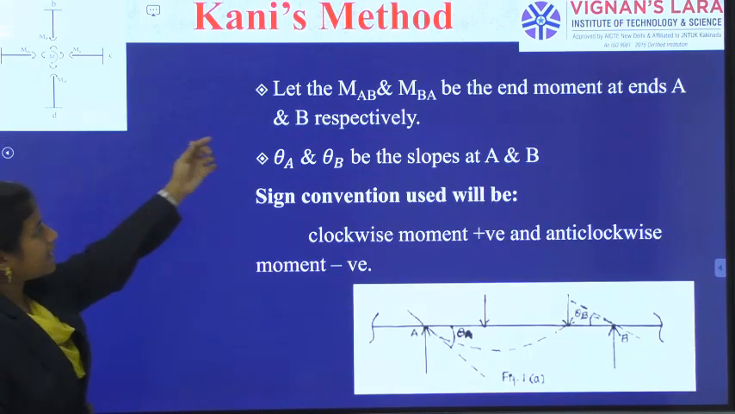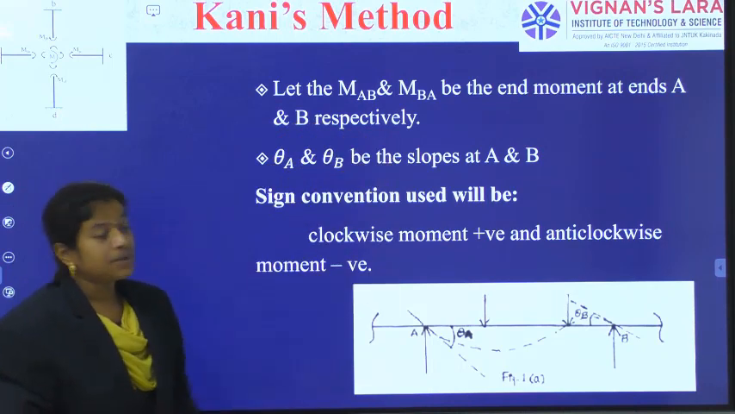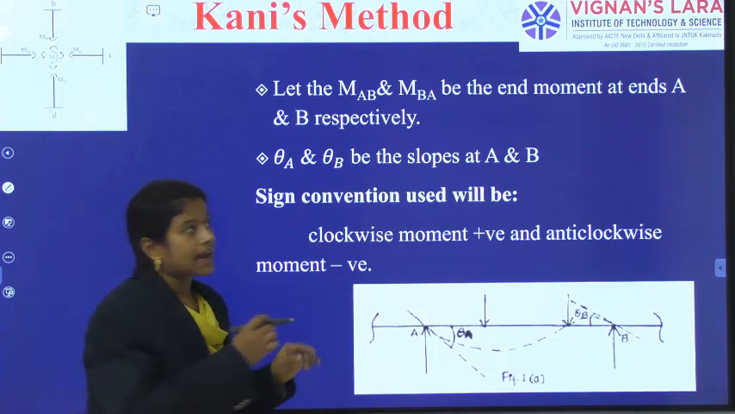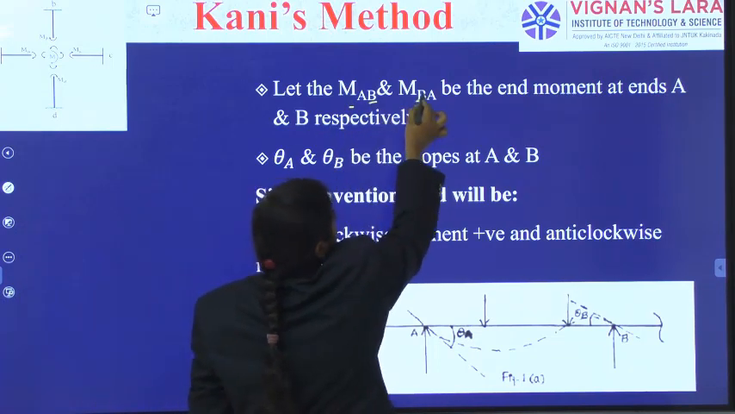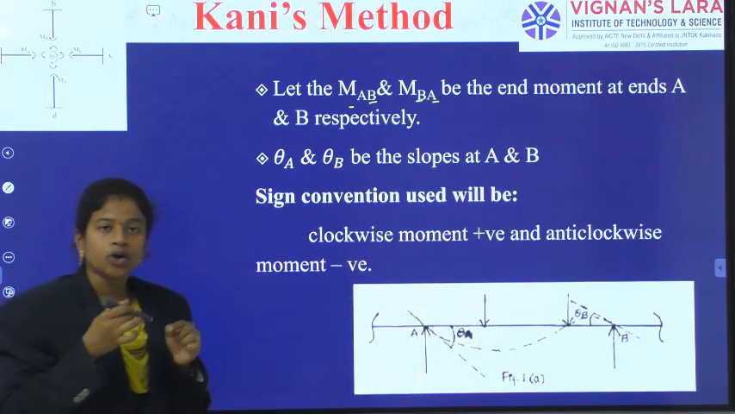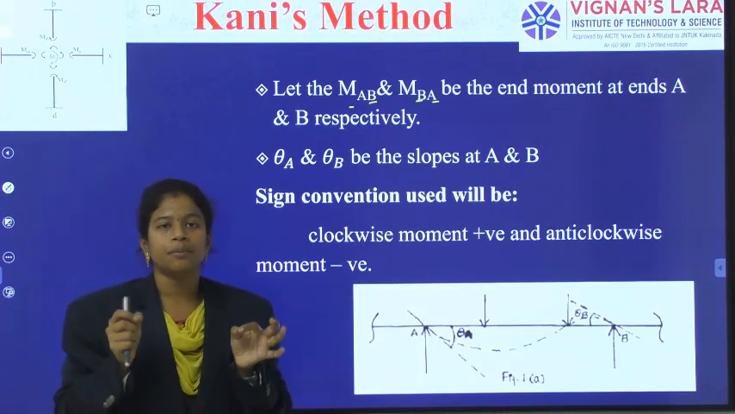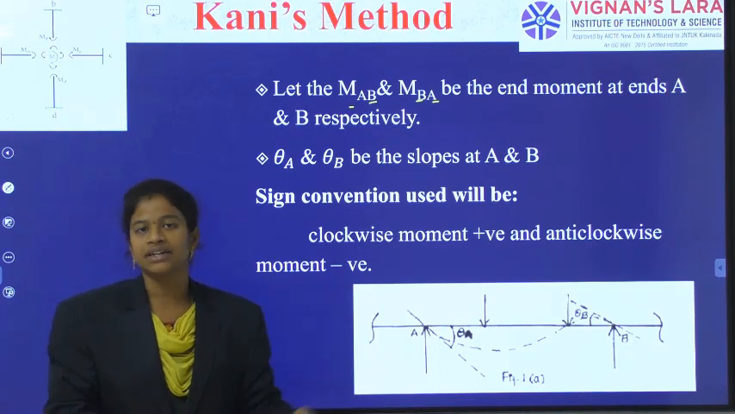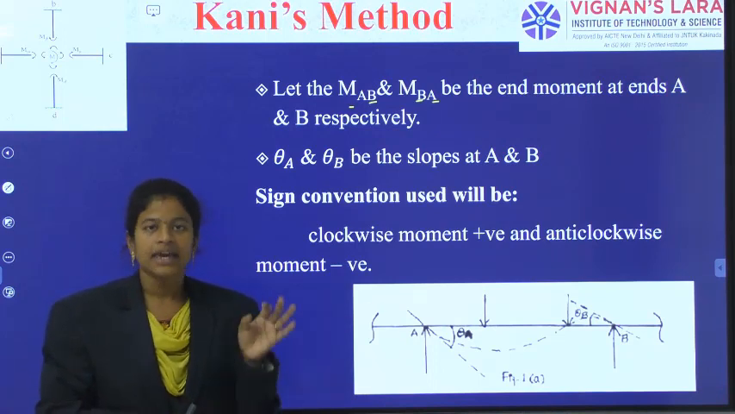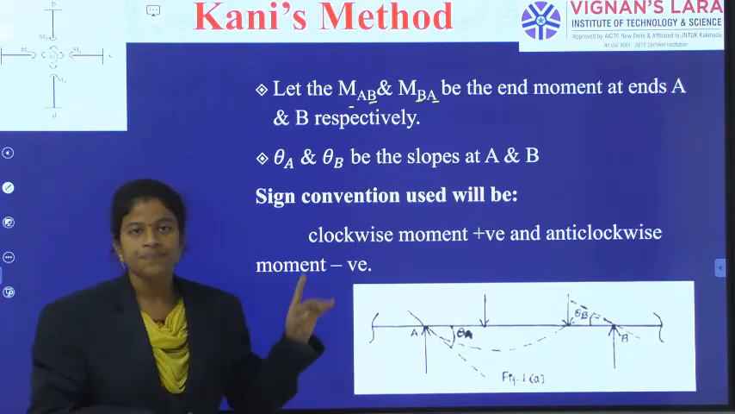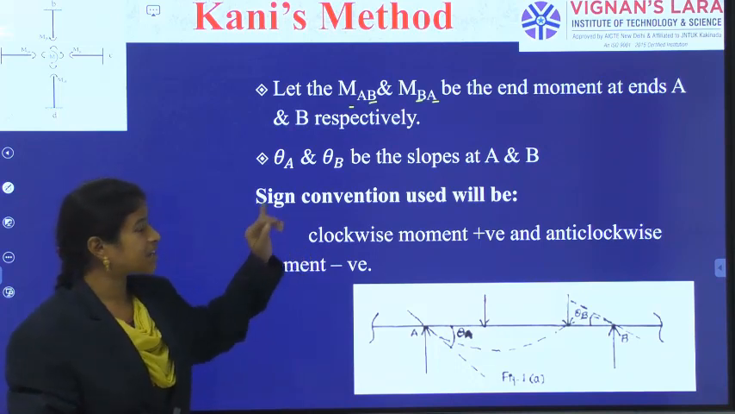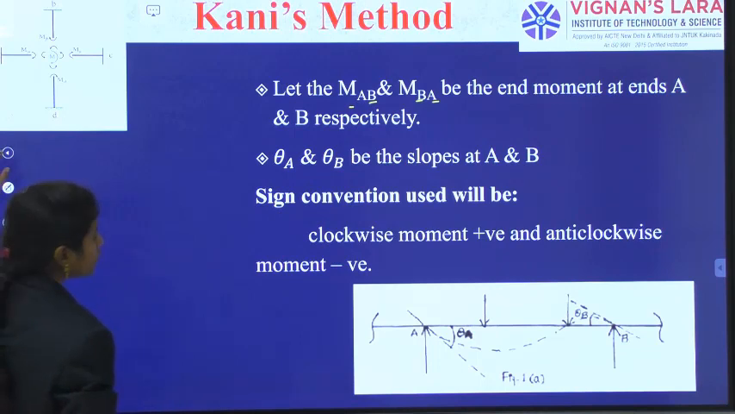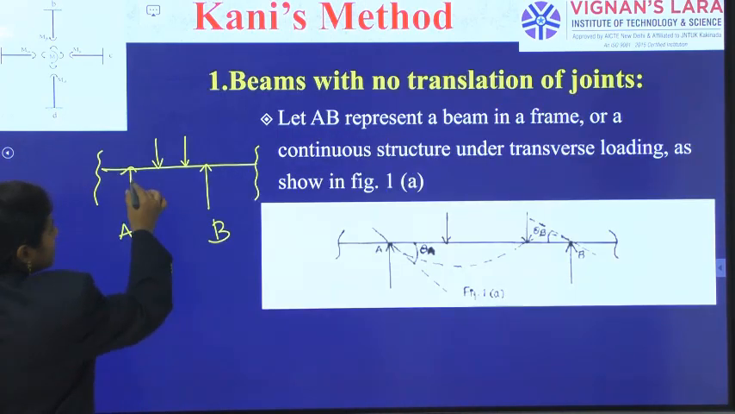Let MAB and MBA be the end moments at A towards B and at B towards A. So the actual support moments are indicated as MAB and MBA. Any other moments will have some other indication. MAB, MBA are for the support moments at A and B respectively, and also theta A and theta B be the slopes at the points A and B.